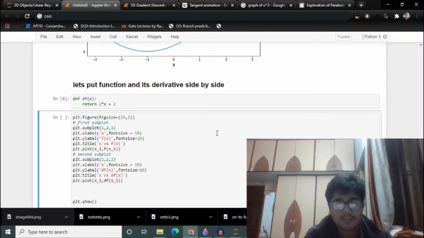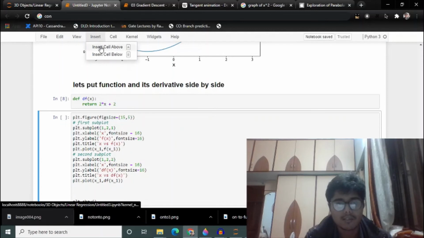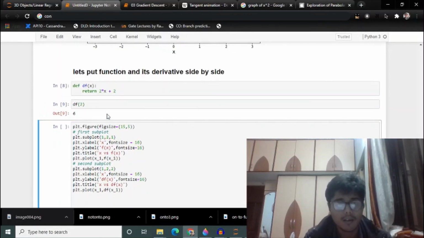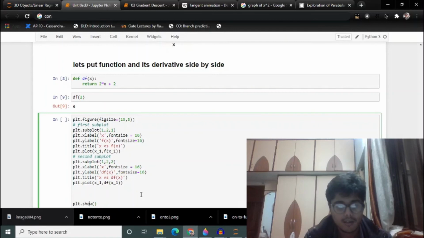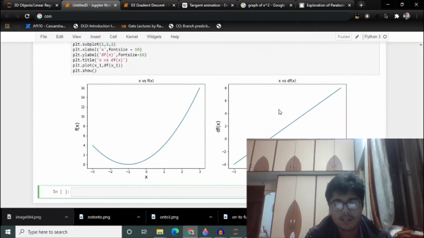Let's check for some values, guys. I'm also inserting this. So let's see df of 2, how much is it? It should be 4. Yeah, no, 6, because 2 times 2 is 4, and 4 plus 2 is 6. So now let's plot these functions, guys, side by side. You can see that this function and its derivative are plotted side by side.